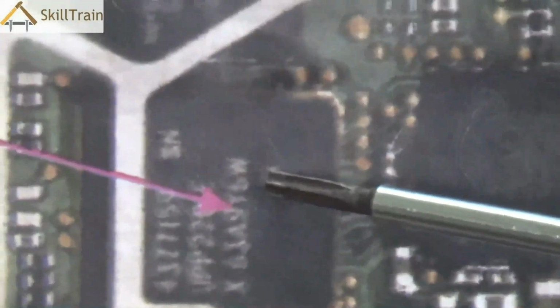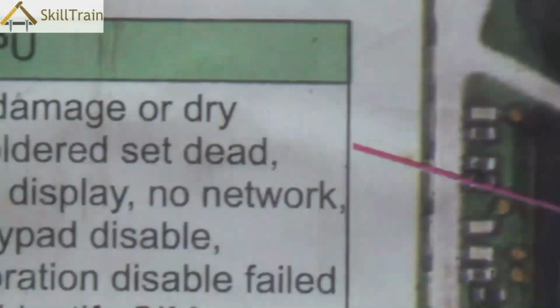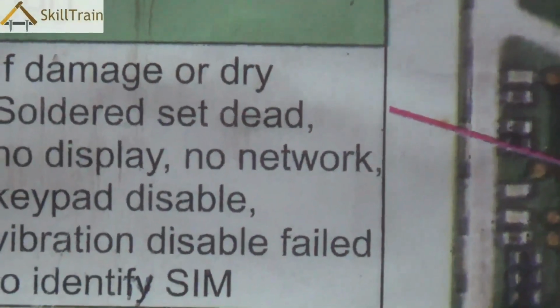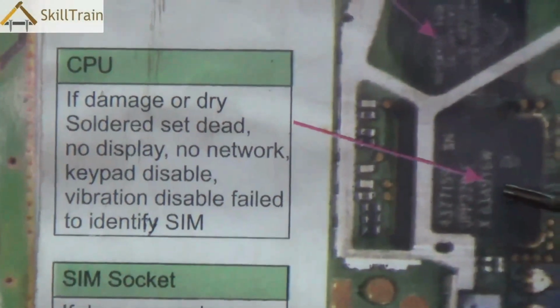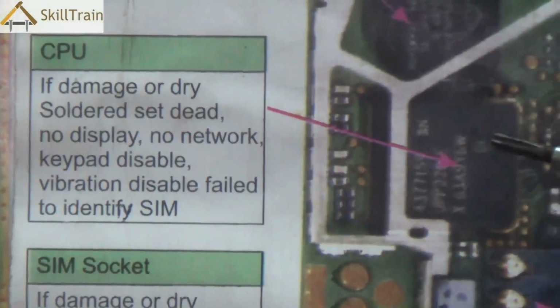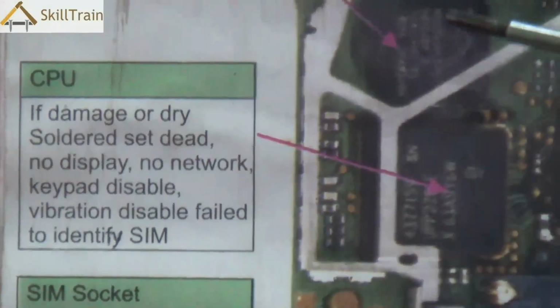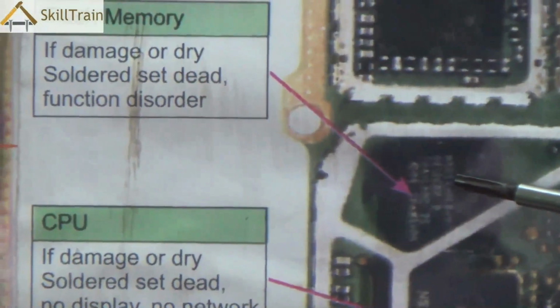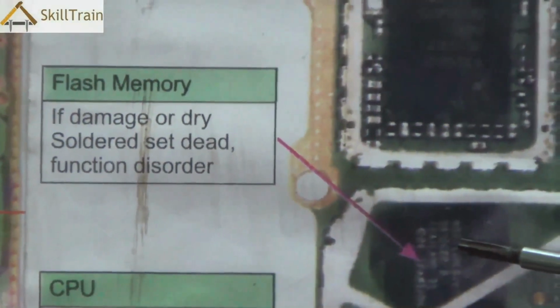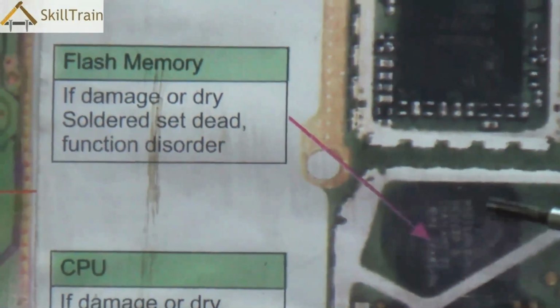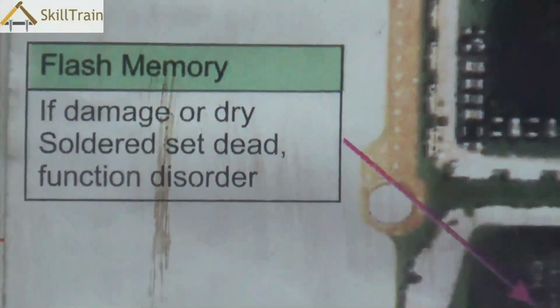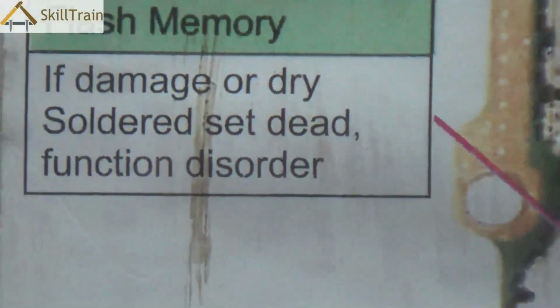Right next to that is the CPU or the central processing unit. This is the main part which controls the entire mobile phone. It gives directions to each of the components on when what action needs to be taken. Any problem in the CPU can result in problems in multiple components, including display, network, keypad, vibration, or even the SIM. Right above that is the memory IC. This is where the mobile phone software is saved and some of the internal applications are saved. If there is a problem in this part, the mobile phone might become dead, or it could result in function disorders or application disorders on your mobile phone.